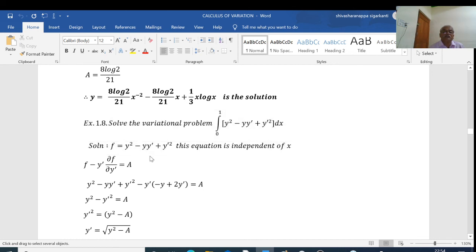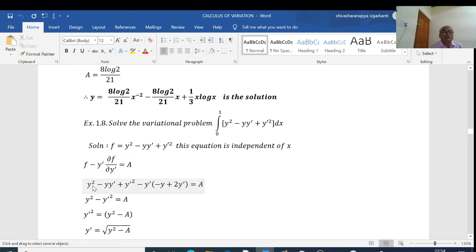If this is independent of x, then we have f minus y dash into dou f by dou y dash is equal to a. What is f? F is y square minus y dash plus y dash square minus y dash into dou f by dou y dash. Dou f by dou y dash is differentiating this with respect to y dash. Derivative of the first term is 0. Derivative of the rest is minus 1 plus 2y dash, so minus y dash plus 2y dash square is equal to the constant quantity a.